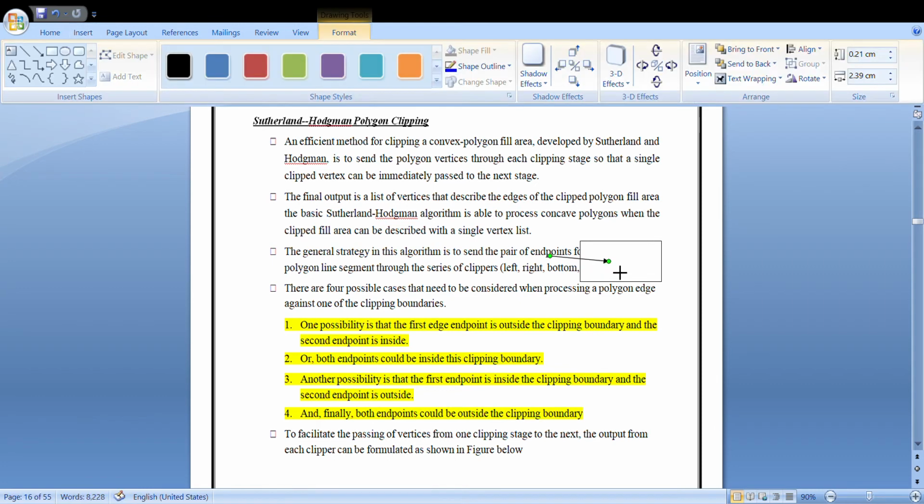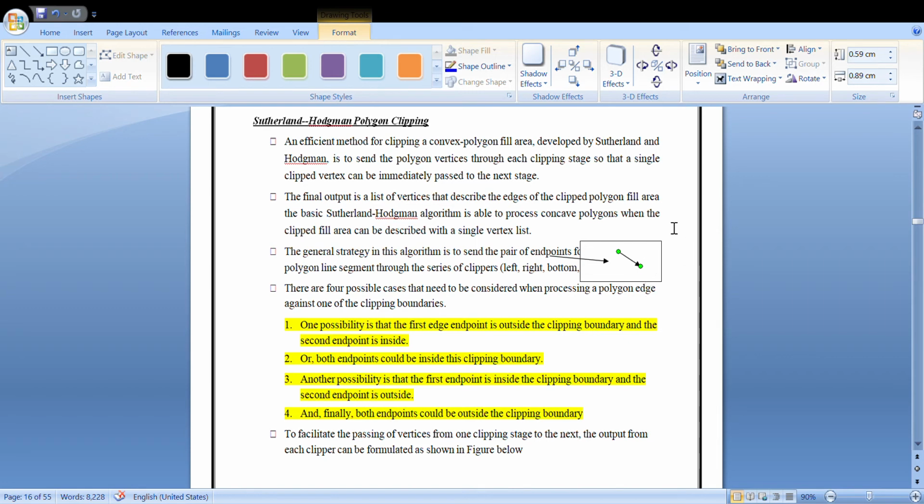It looks something like this. Just like in the line clipping, your line is moving like this from left towards the right. So I can say this is the first endpoint and this is the second, because it is moving from left to right. The possibility here is that the first endpoint is outside the boundary, whereas the second endpoint is inside the boundary. Or the other case can be that both the endpoints are inside your clipping boundary. This can be your second case.